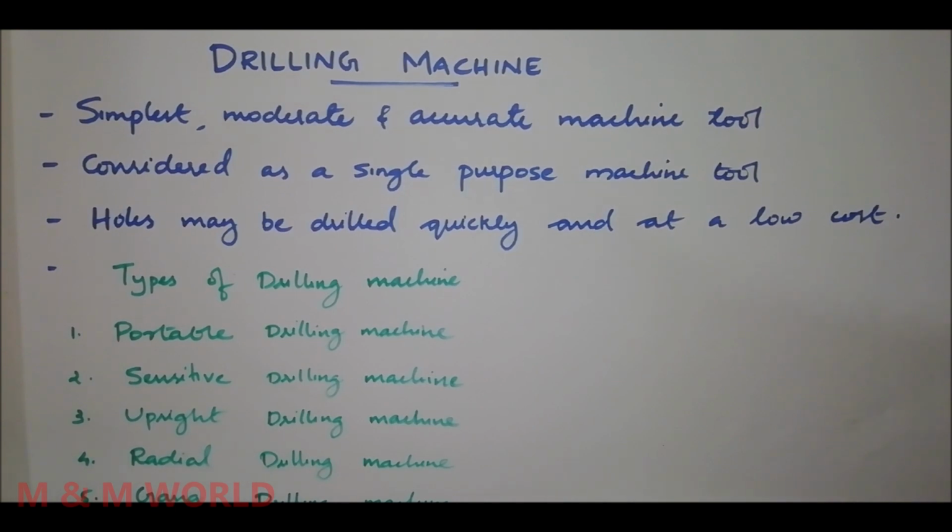In a drilling machine, holes may be drilled quickly and at low cost, and the hole is generated by the rotating edge of a cutting tool known as a drill, which exerts large force on the work clamped on the table. Drilling is a process of making a hole by forcing a rotating tool called a drill. The same operation can be accomplished by using some other machine.